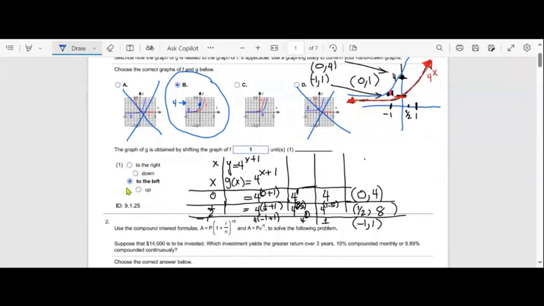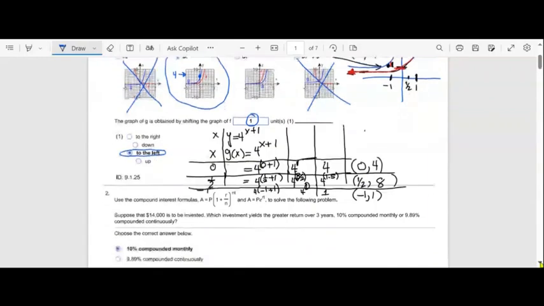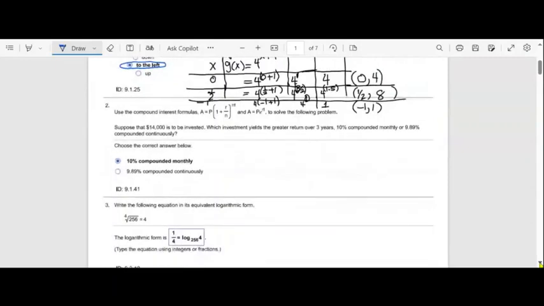which is here. It will go up to the left because the arrow is going up and, on the other side, going to the left. The answer will be up to the left. So the answer is up to the left, correct. It said here the graph G is obtained by shifting the graph of F 1 unit to the left. Is that clear? Yes. All right, let's go to the next one.